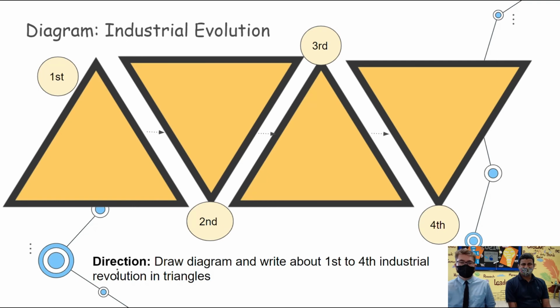Industrial evolution. So you have the four stages: the first one, second one, third one, and the fourth. So draw a diagram and write about the first to the fourth industrial revolution in triangles. Important to do it in triangles. Okay, so think about steam, think about electricity, think about chemicals, think about robots, think about artificial intelligence, okay? And use all the information from the videos to make this thinking tool.